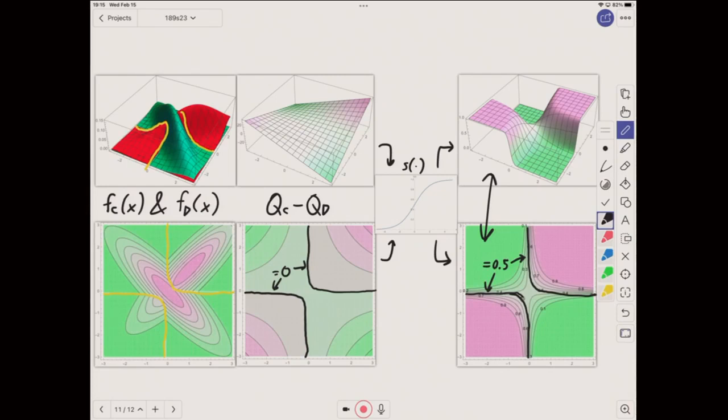Oh, I forgot to write. This is the function that we're viewing. It's the posterior applied to QC minus QD. So when that posterior is 0.5, that's the decision boundary. Any questions about this?